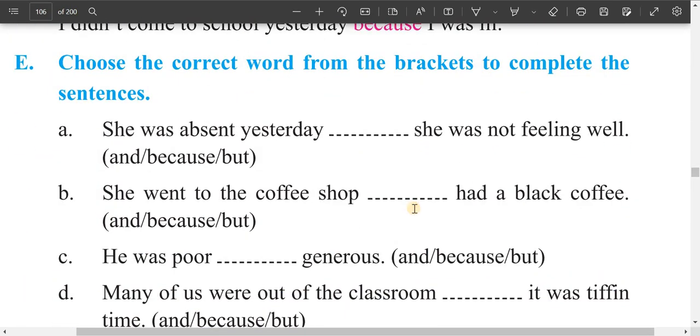Okay, see here. Choose the correct word from the brackets to complete the sentences. She was absent yesterday because she was not feeling well. It's very easy. Because. B. She went to the zoo. She went to the coffee shop and had a black coffee. He was poor but generous. Many of us were out of the classroom because it was tiffin time. Write down: because it was tiffin time.